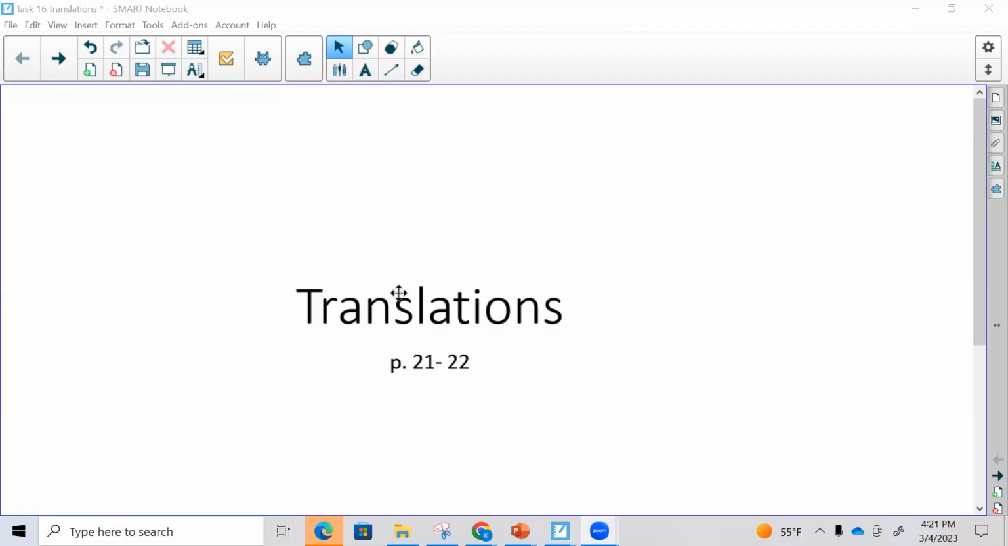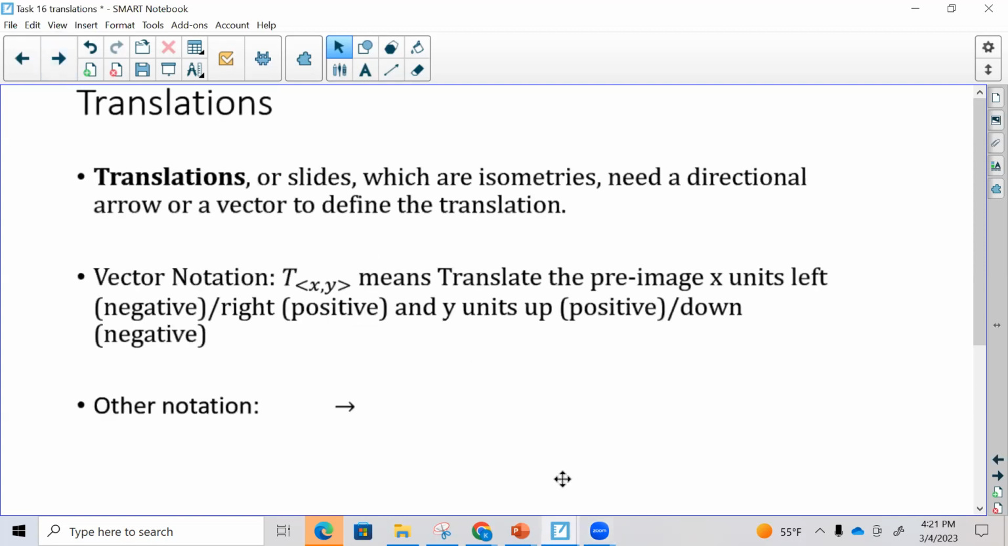So in this video, we are going to look at task 16, translations, which is on pages 21 and 22 of your packet. So a translation is another name for a slide. And so we're just kind of sliding the figure up and down or both ways.